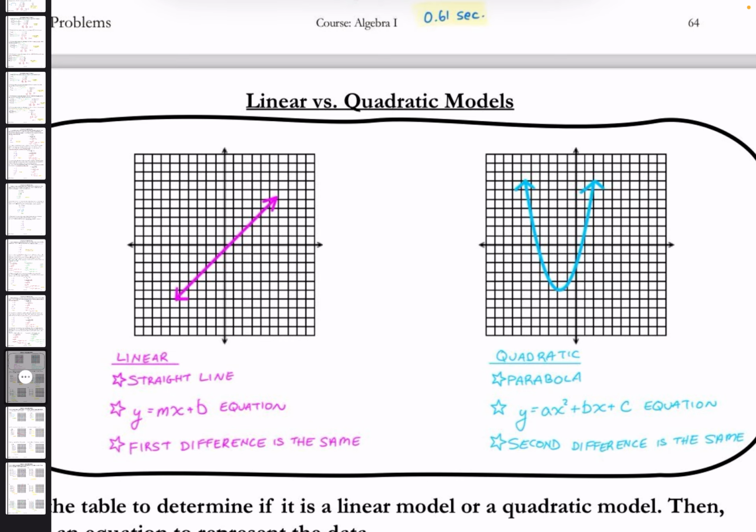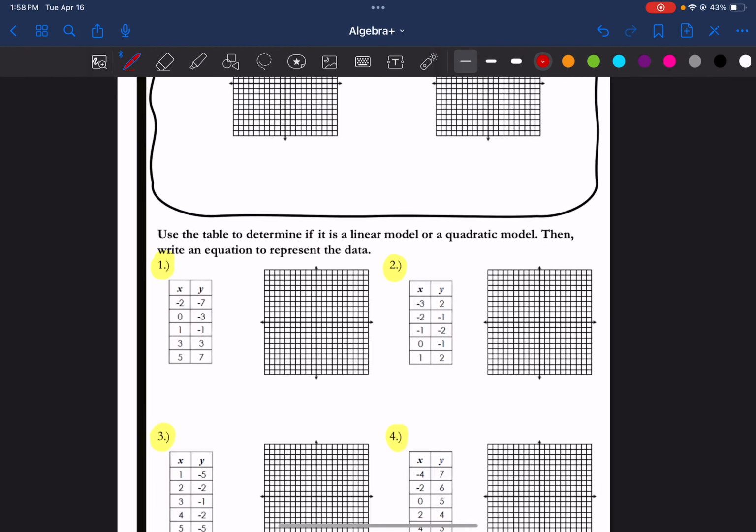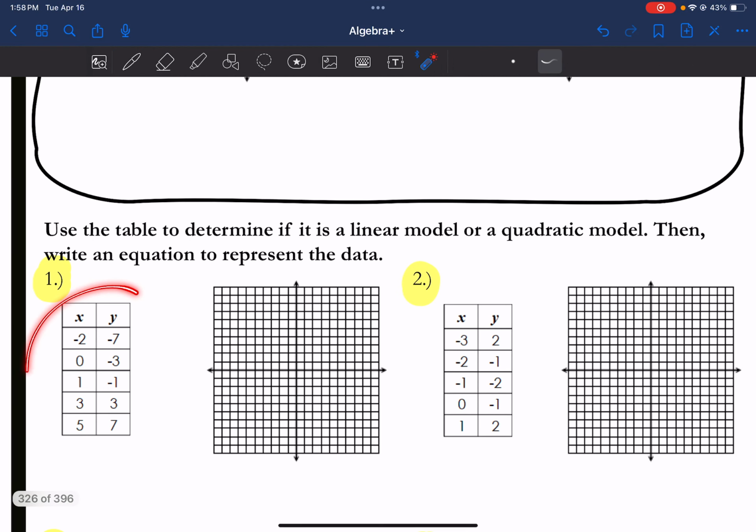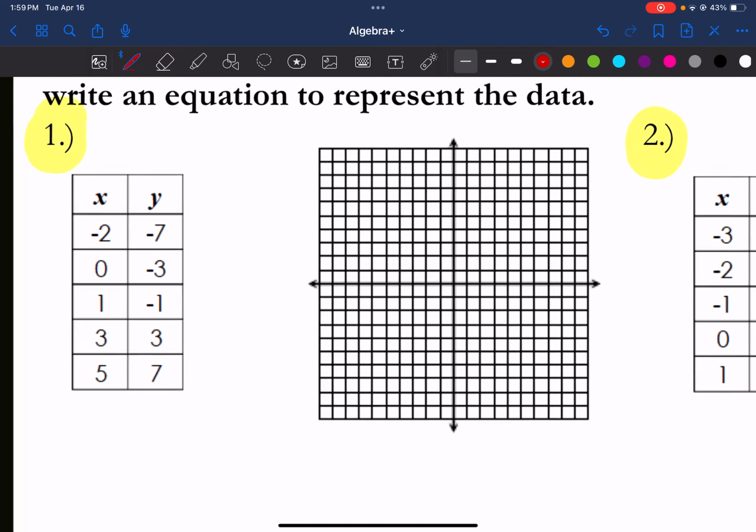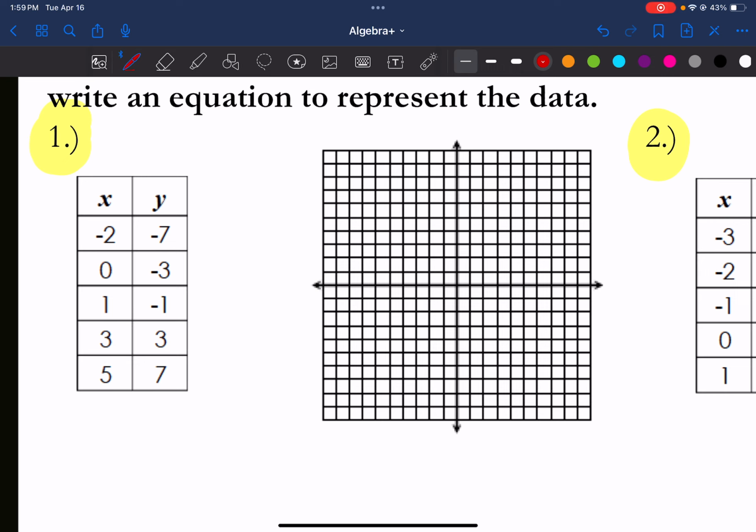Now let's do number 1 now that you have the notes. What we're trying to do is use the table that's given to us to determine if it's linear or quadratic. Then we're writing an equation to represent the data. So what we mean in those notes where it said the first difference or the second difference, that's what we're finding. Over here, you want to find the difference in the table from the first y to the second y. We notice that they're adding 4.